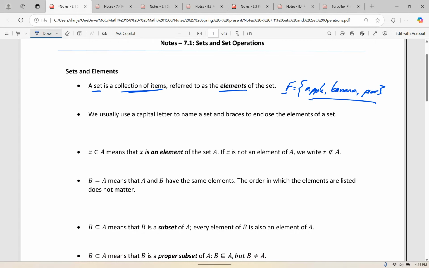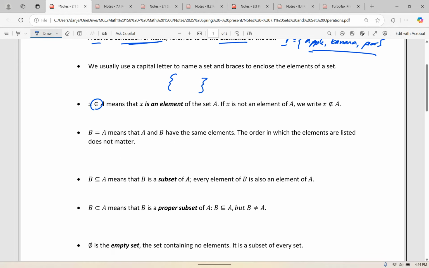Okay, and we use braces to enclose the elements of the set. It takes a little bit of practice to make those. This symbol here means element. x is an element of the set A. If x is not an element, we write x is not an element of A. So that's simply a notation there.